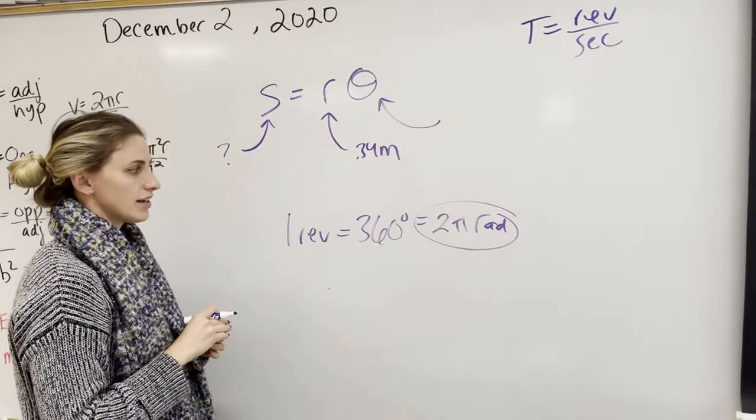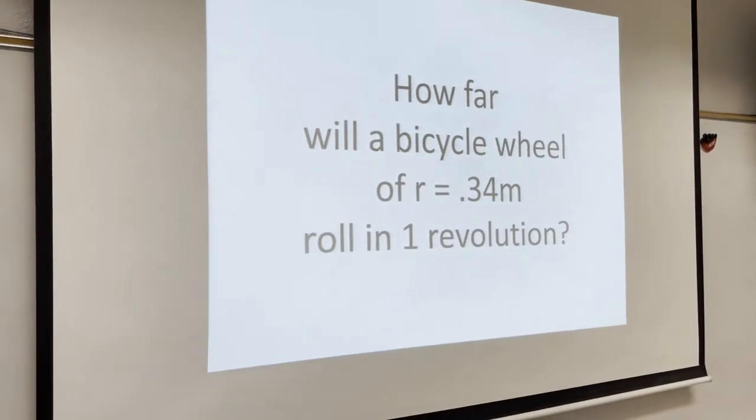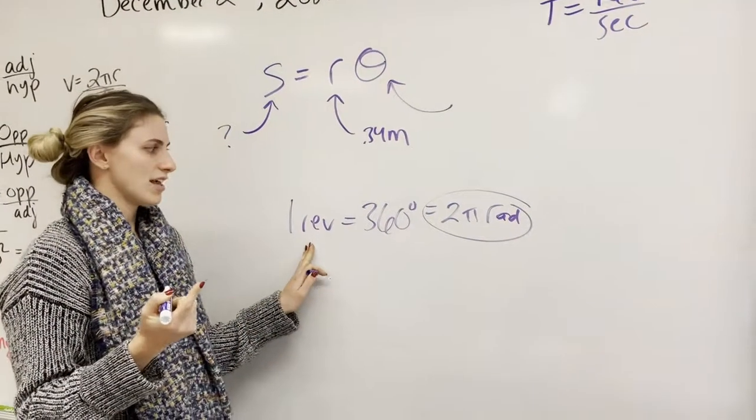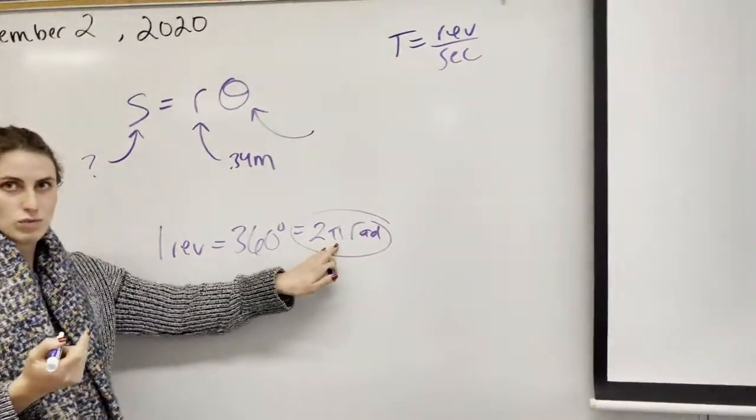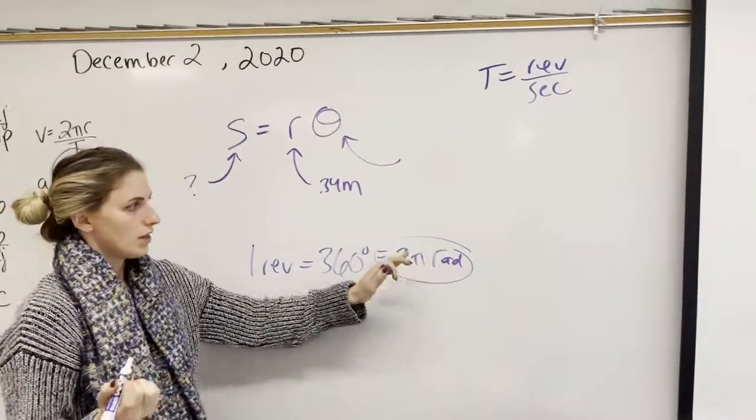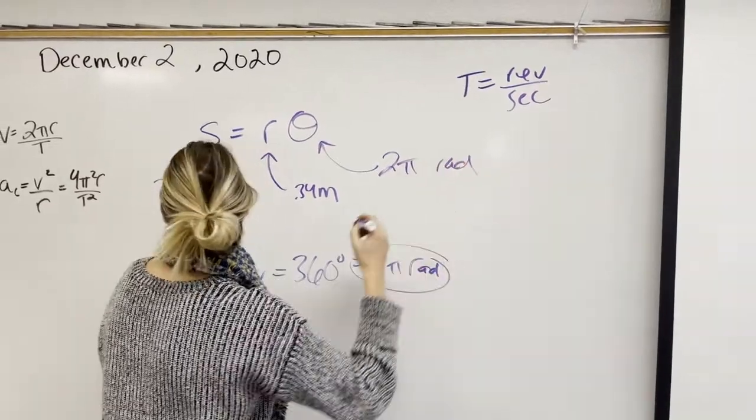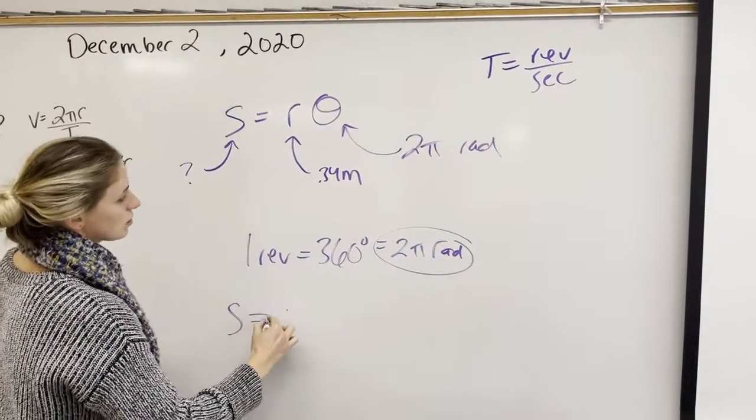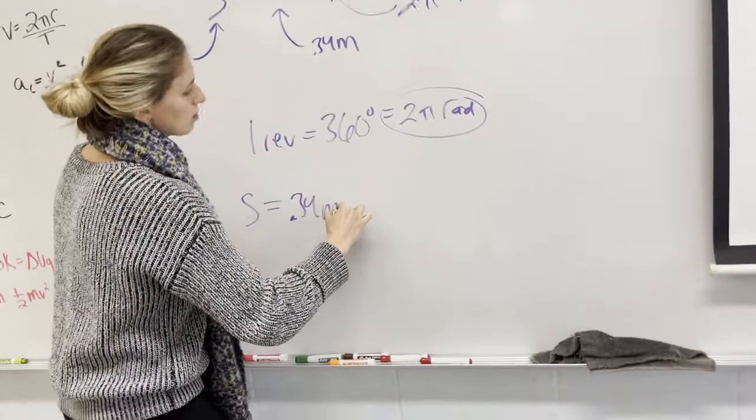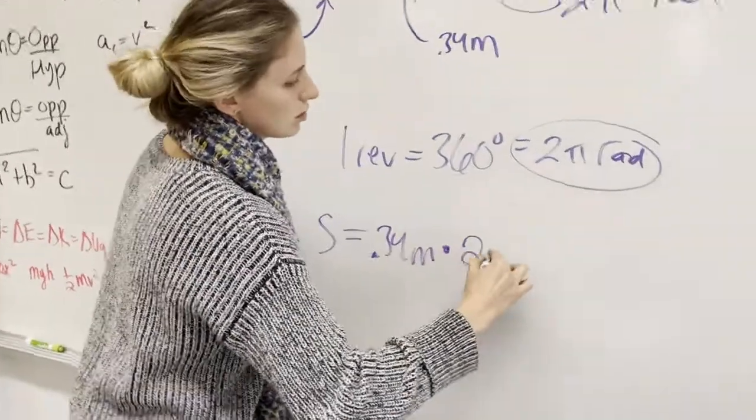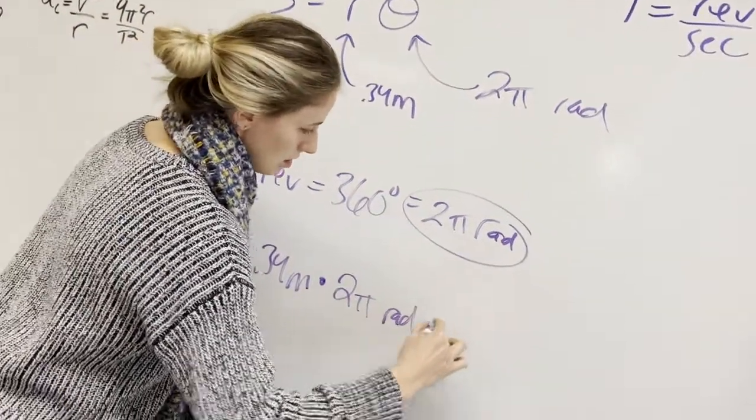So how can we get there? Well, the radius is 0.34. Didn't we just say that 1 whole revolution was 360 degrees, which was 2 pi radians? So all you have to do is r times 2 pi radians. So S equals 0.34 meters times 2 pi radians.